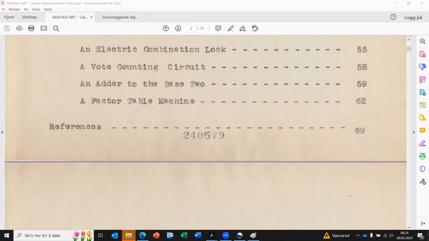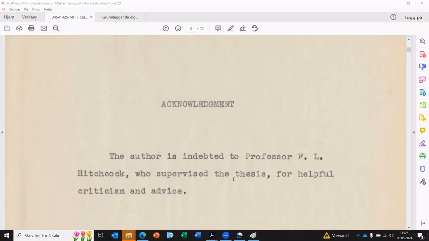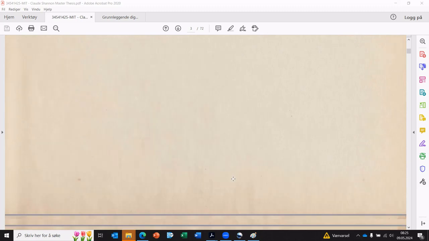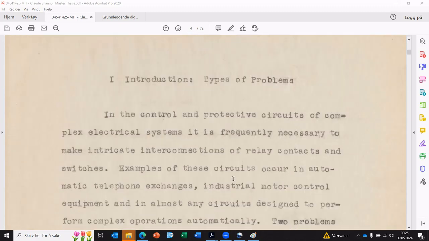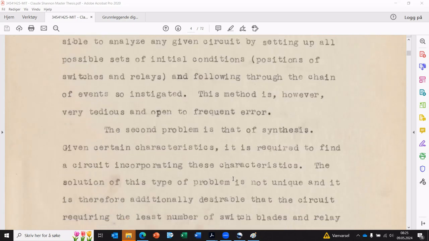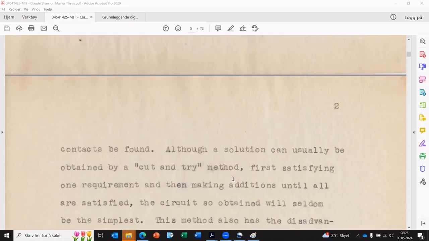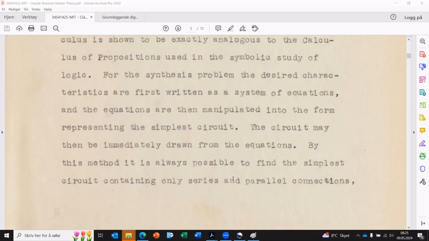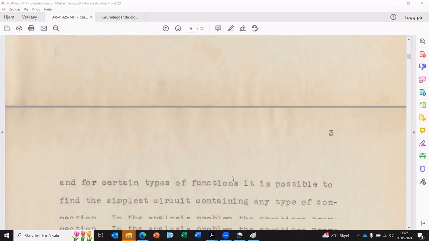And then he has some references. And also he thanks his professor. And then he is talking about the types of problems. He is into relays, but we are looking at using what he found out when he was studying relays.